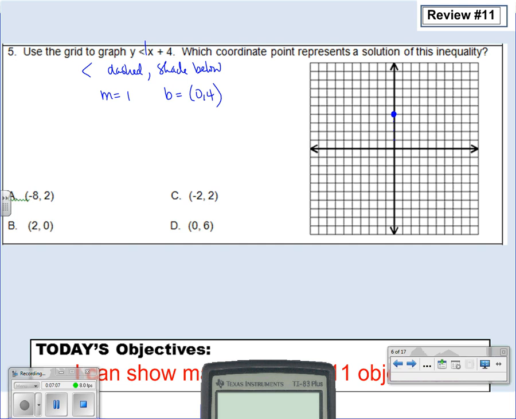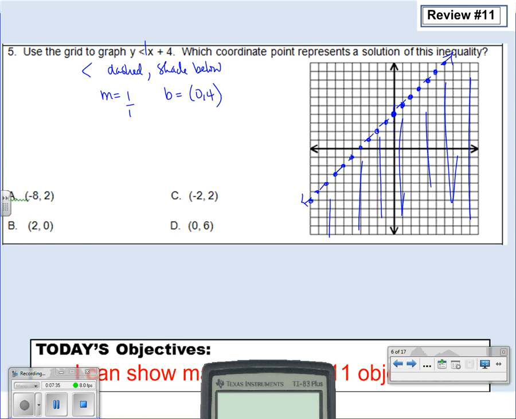Our slope is 1, so this is the same as 1 over 1, so we go up 1 to the right 1. Since our slope is positive, we should end up with an increasing line. It is dashed, so connect my dots with dashes. It's shaded below. We're going to be below.